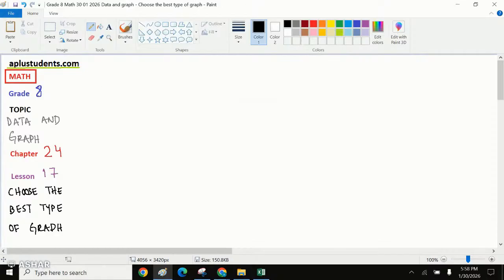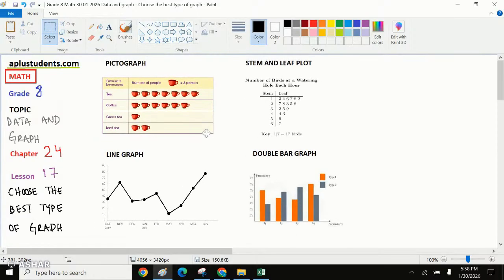So once we go to grade 8, chapter number 24, data and graph, and lesson number 17. Before doing this, let's look at some types of graphs that we would be using over here. I've already copied some of them.